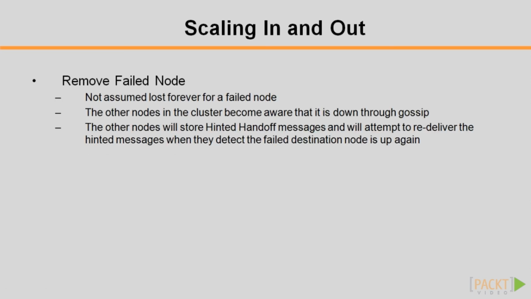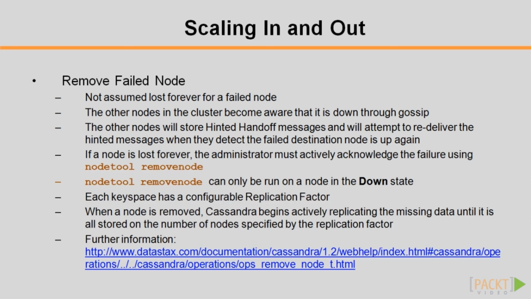For a failed node, Cassandra doesn't assume it's lost forever, since temporary failure of a node is very common in a distributed environment. The other nodes in the cluster become aware of that node failure through the gossip protocol. They will store hinted handoff messages and will attempt to redeliver the hinted messages when they detect the failed destination node is up again. However, if the node is lost forever, it's the administrator's responsibility to actively acknowledge the failure using the nodetool removenode command.